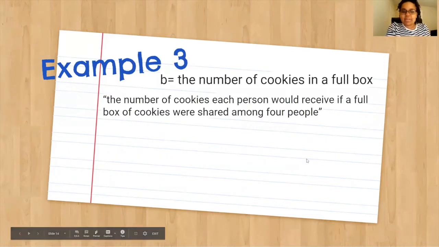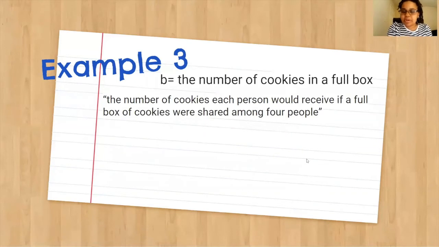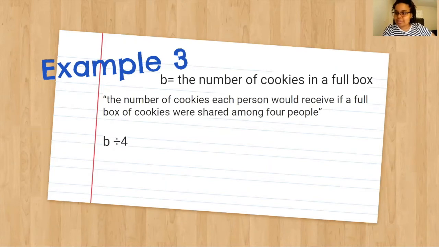Okay, in this example, it says the number of cookies each person would receive if a full box of cookies were shared among 4 people. So again, I have my box of cookies, but I'm going to share it among 4 people. That means that I need to take that box of cookies and I need to divide it by 4, because I'm sharing it with 4 people. So the expression looks like this, b divided by 4, or you could write that as b over 4.